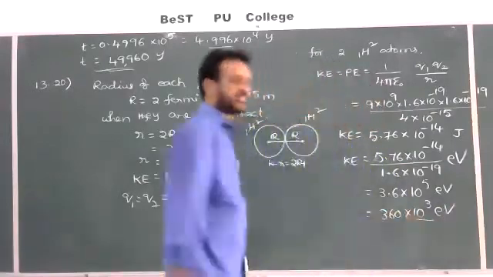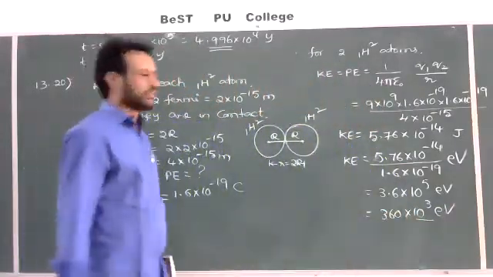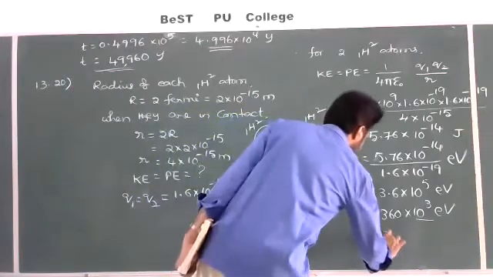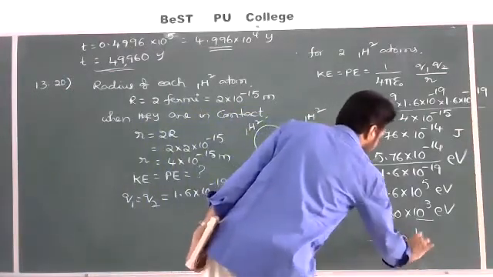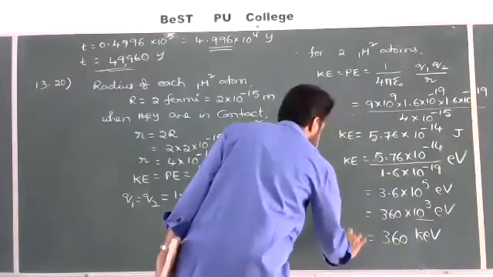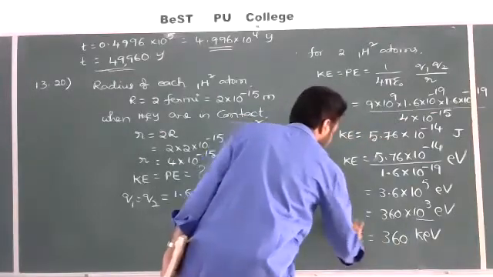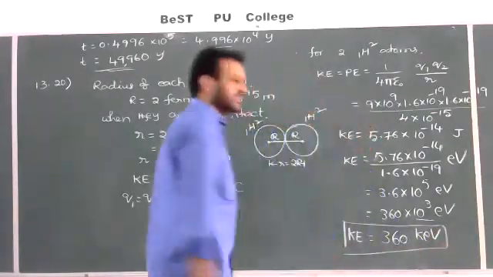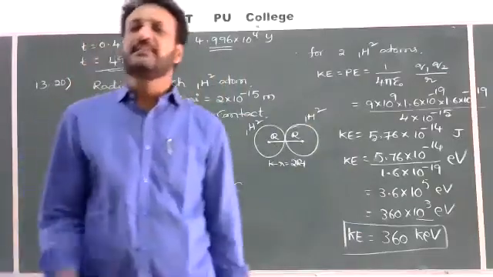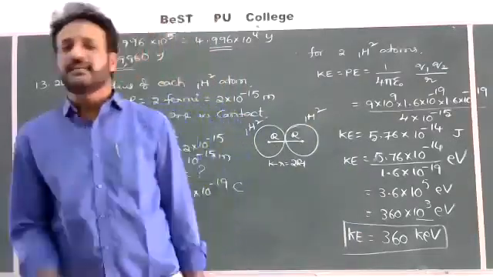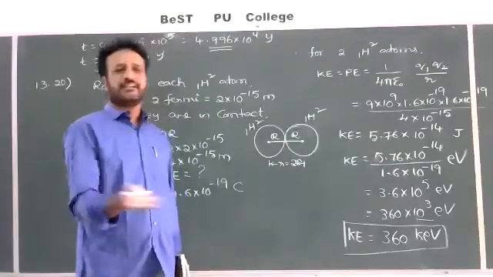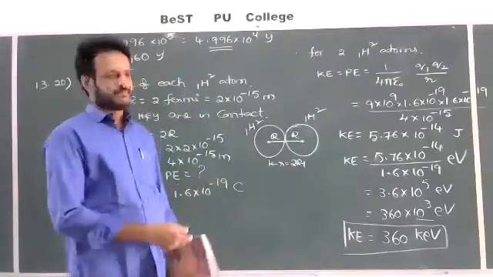But 10 power 3 is called kilo. So you may also write 360 kilo electron volt, keV. So for the total 2 deuterons, how much amount of energy is there? 360 kilo electron volt is there. For each one, how much is there? Divided by 2, 180 keV each.